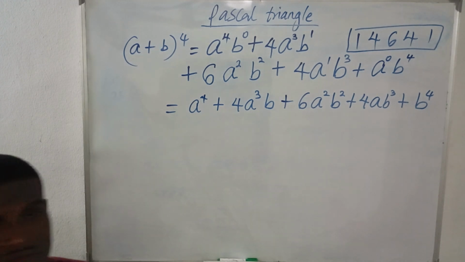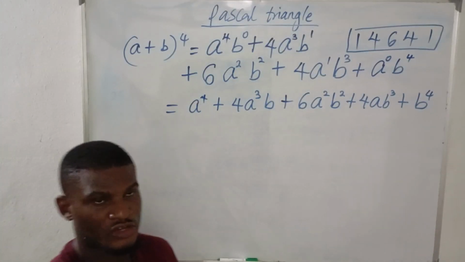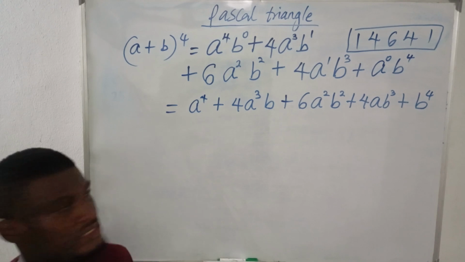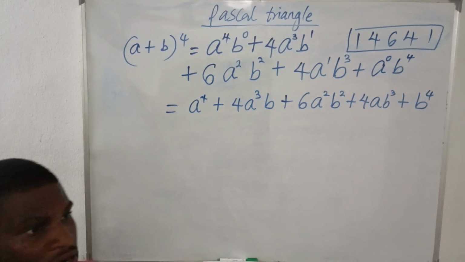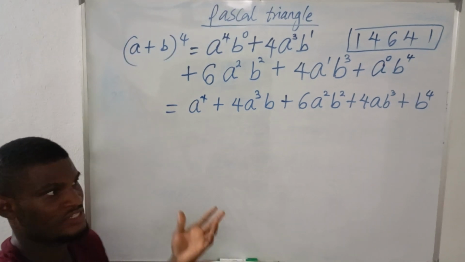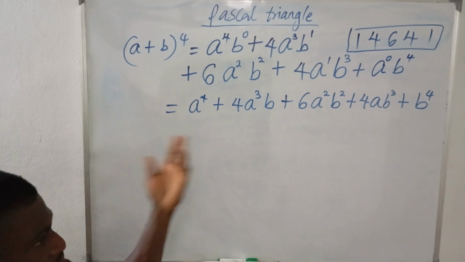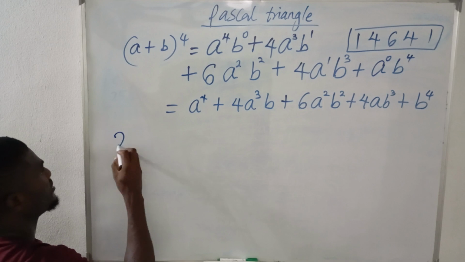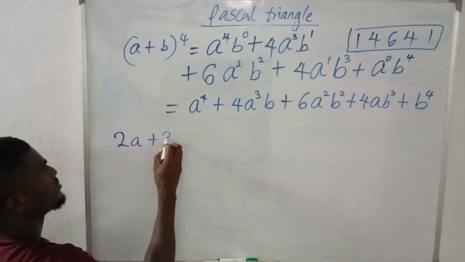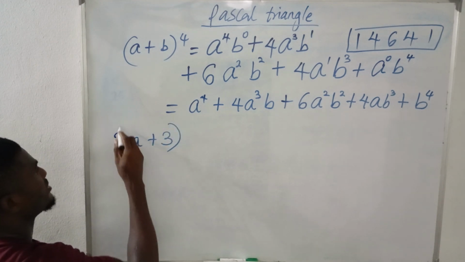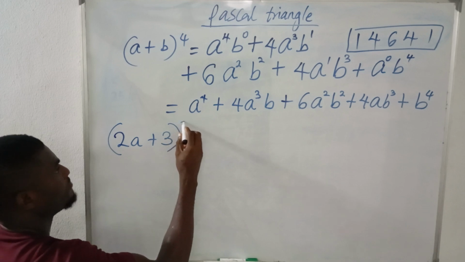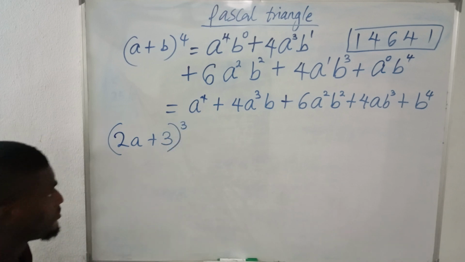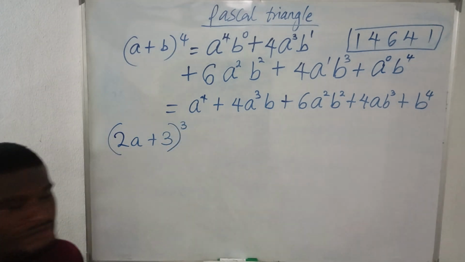Alright, so we can try to increase the complexity of the question, but it's still going to be simple. I don't want you to feel that since I say complexity of the question, it's going to be a complicated question. Still a simple question. So let's say we say 2a plus 3. Now we're using numbers and letters, and then the power is 3. How do you expand this?